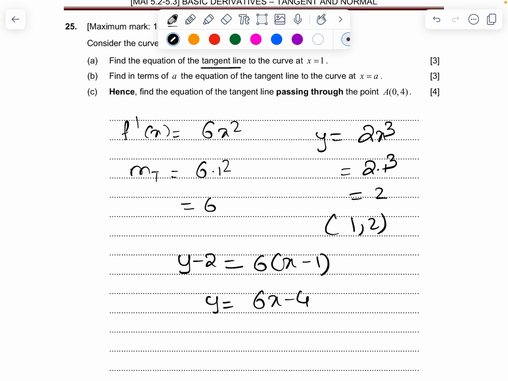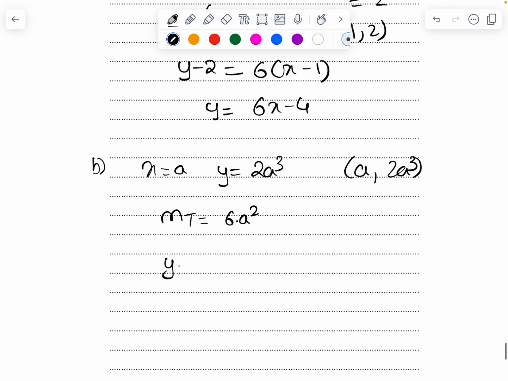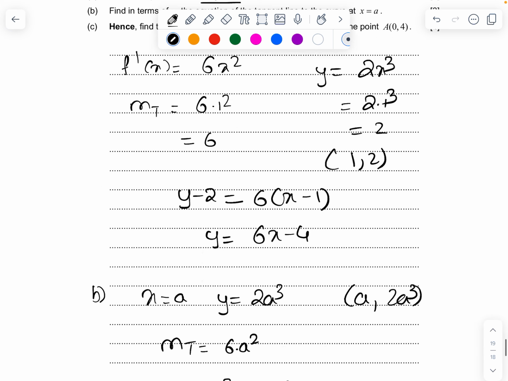Find in terms of a the equation of the tangent at x equals a. So at x equals a, y will become 2a cubed. So the point is a, 2a cubed. The gradient of the tangent will become 6 times a squared. Then the equation will be y minus y1 equals m times x minus x1. So y minus 2a cubed equals 6a squared times x minus 6a cubed. So y equals 6a squared times x minus 4a cubed.